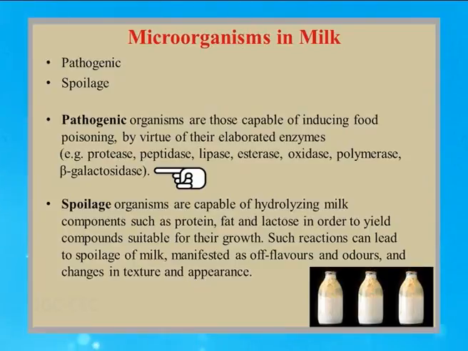However, there is another group of bacteria which is called the spoilage bacteria. This refers to their capacity to hydrolyze or degrade the different components present inside the milk. These components may be protein, fat, lactose, and therefore many byproducts are produced which are not useful for humans and become a harmful effect on the milk. Such reactions can lead to spoilage of the milk, and therefore we have an off odor, off taste and bad appearance of the milk, as can be well seen in this picture.